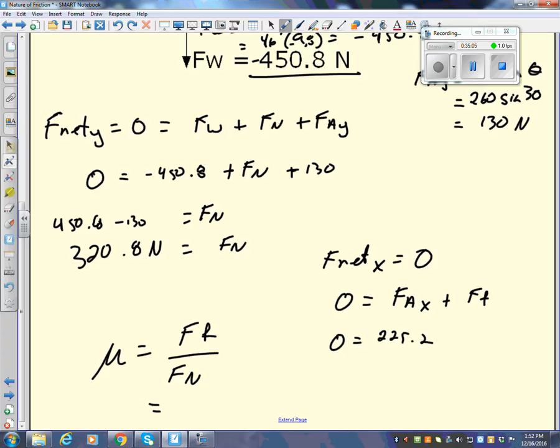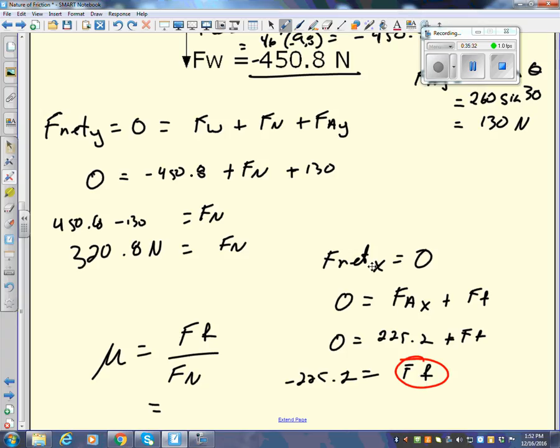Okay, so the FAX is 225.2. Do I know my FF? I do not. So I'm going to leave FF here, take the FAX to the other side, and what does it become? All I've said is that the FF is equal to the negative version of the FAX. But I've just made it more complicated.